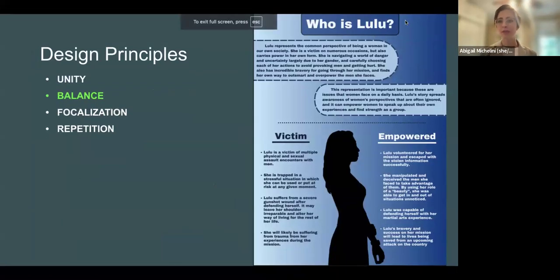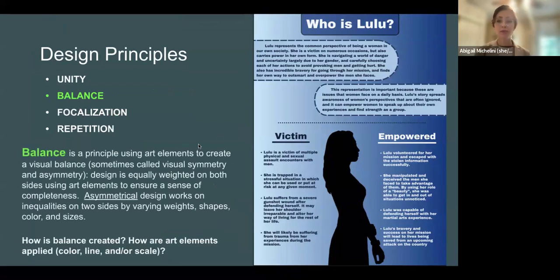This is another example here. This image shows a lot of balance. Okay, so balance on the visual design is something that we want to achieve. You can see here they are examining Lulu from Black Box, and she is in the center, and she's cut in half here, right? These are the ways in which she's a victim. These are the ways in which she's empowered. So it's very even here with balance.